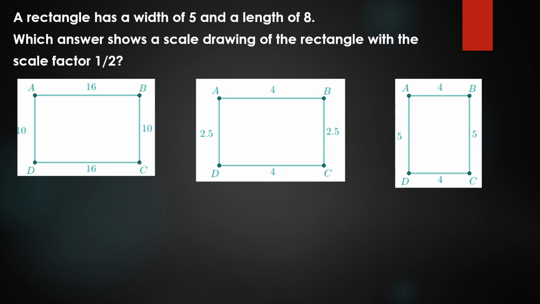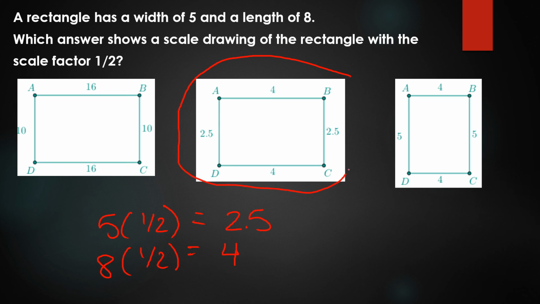All right, next question says a rectangle has a width of 5 and a length of 8. Which answer shows a scale drawing of the rectangle with the scale factor 1/2? Okay, well, anytime I have a scale factor, all I need to do is take that scale factor and multiply it by my side lengths. So here I have a side length of 5. I'm going to multiply that by 1/2. I have another side length of 8. I'm going to multiply that by 1/2. 5 times 1/2 is 2.5. 8 times 1/2 is 4. Again, feel free to type that into our calculator to make sure you're getting those numbers correct, which means that I want to choose a rectangle that has the side lengths of 4 and 2.5.